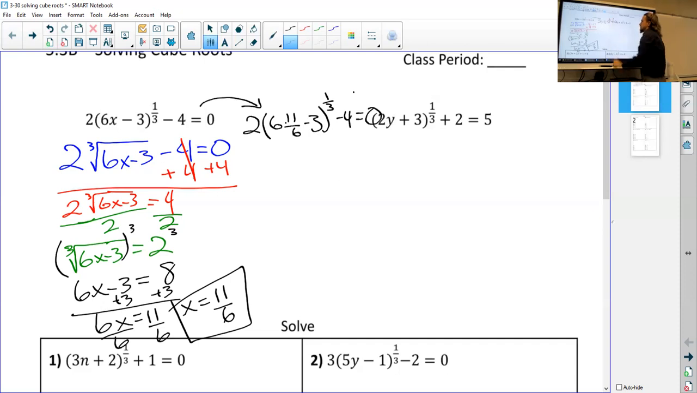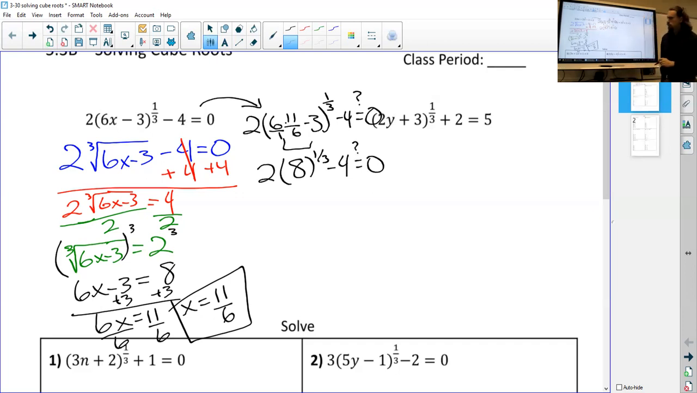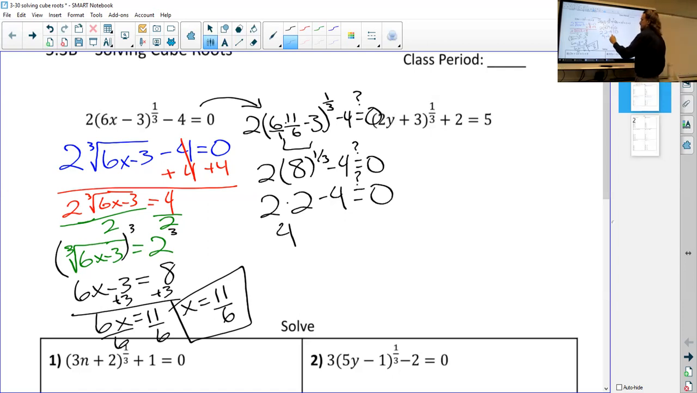Does that equal 0? If I do my parentheses first, 6 over 1 times 11 over 6, those 6's will cancel out. That's just 11. 11 minus 3 is 8. So we have 2 times 8 to the 1/3 power minus 4. Does it equal 0? The cube root of 8 is 2, right? So 2 times 2 minus 4. 2 times 2 is 4. Does 4 minus 4 equal 0? It sure does. 0 equals 0.